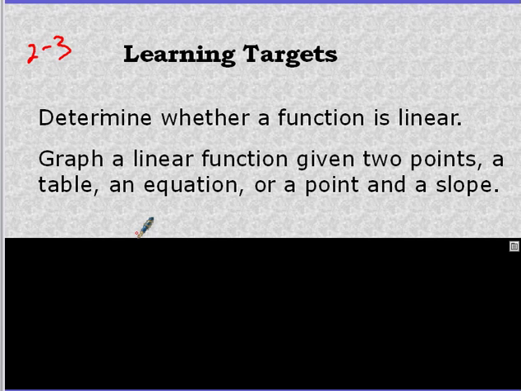I'm covering 2-3 today, which is graphing linear functions, and we are going to determine whether a function is linear or not, and then we're going to graph a linear function given 2 points, a table, an equation, or a point and a slope.